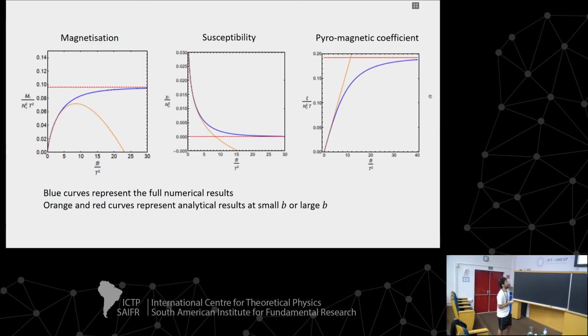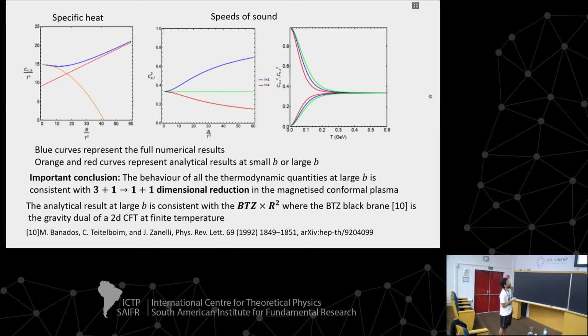I also calculate magnetization. You have some kind of RG flow for the magnetization, susceptibility as well, the pyromagnetic coefficient, and so on. I also calculate the specific heat, but perhaps the most interesting result is about the speeds of sound. You have speeds of sound along the transverse direction and along the Z direction, the direction of the magnetic field. The speed of sound along the direction of the magnetic field will increase and go to one, while the speed of sound along the transverse direction goes to zero.